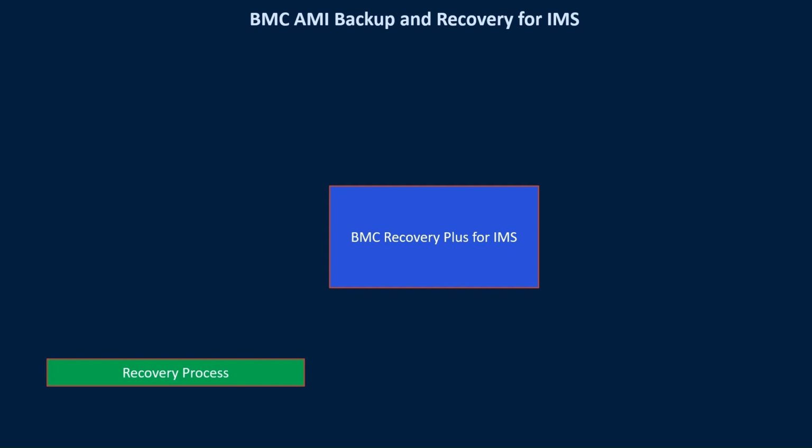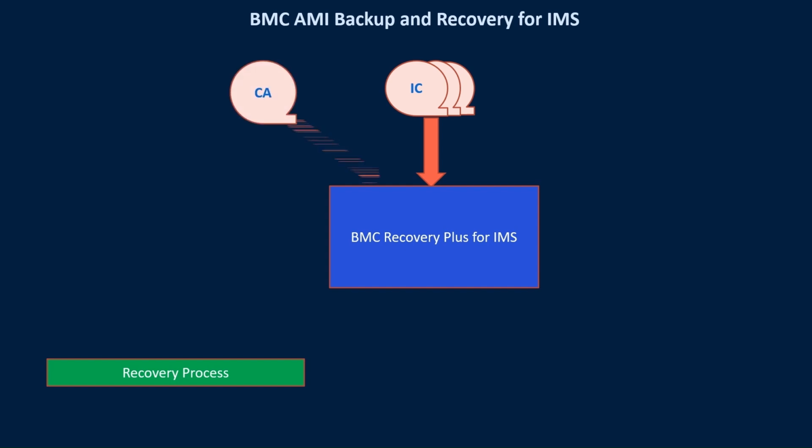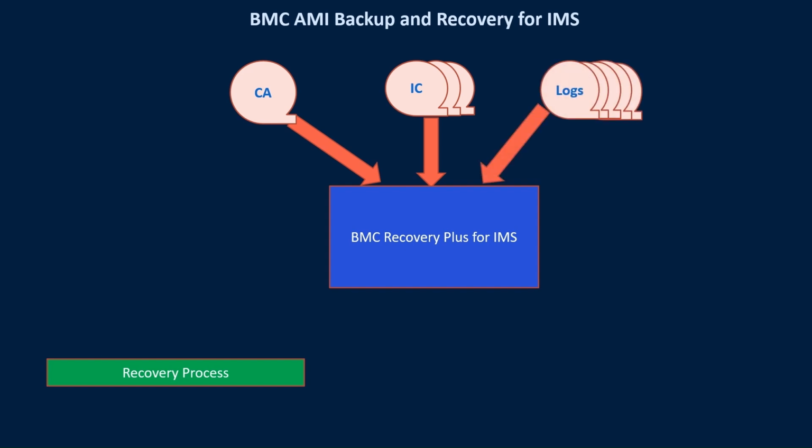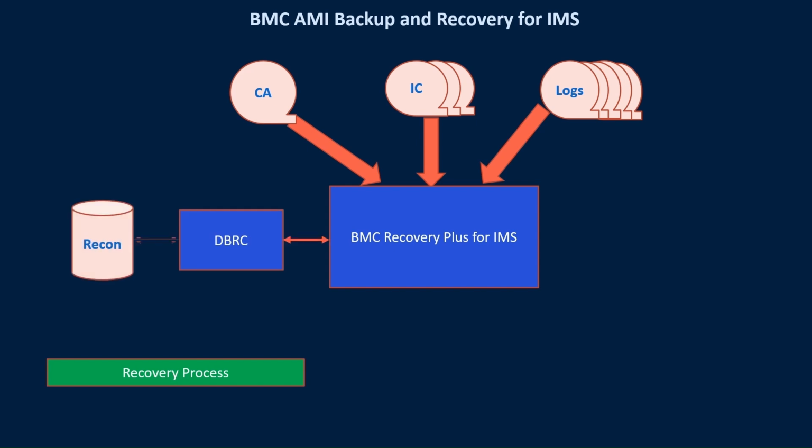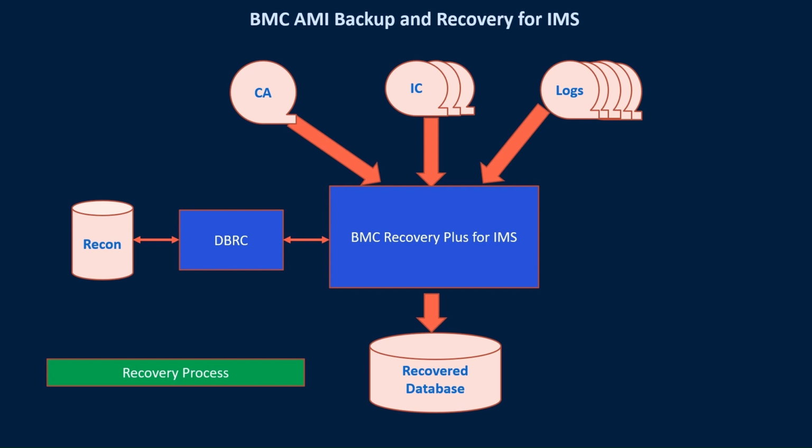Now, let's see how BMC Recovery Plus for IMS utility works. BMC Recovery Plus for IMS uses image copy datasets as an input to the recovery process. It can also take change accumulation datasets for incremental changes captured through change accumulation process. Apart from these 2 inputs, our utility also processes IMS logs, which captures the updates to the databases. Database Recovery Control acts as a medium in managing all these inputs through the RECON datasets to recover a database to a required state. After completion of recovery, our utility can also create image copies of the databases.